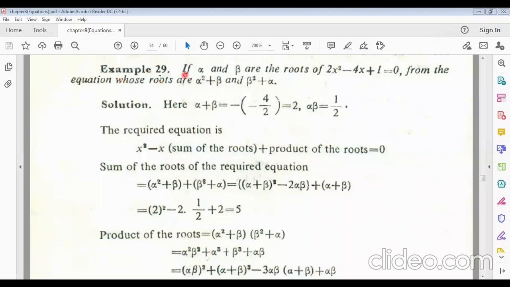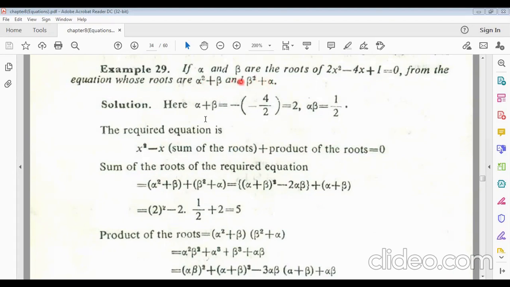Okay, now example 29. This is part of the formation of equations. How to form equations using the roots of a quadratic equation. So if alpha and beta are the roots of 2x square minus 4x plus 1 equals 0, form the equation whose roots are alpha square plus beta and beta square plus alpha. That means we have to make the quadratic equation using these two roots.